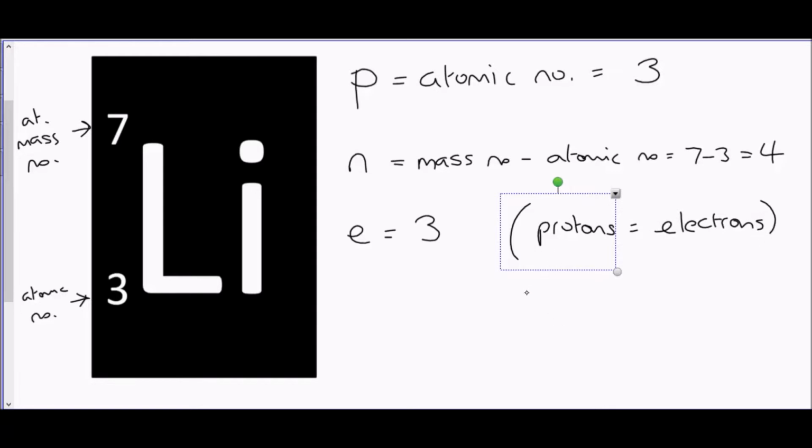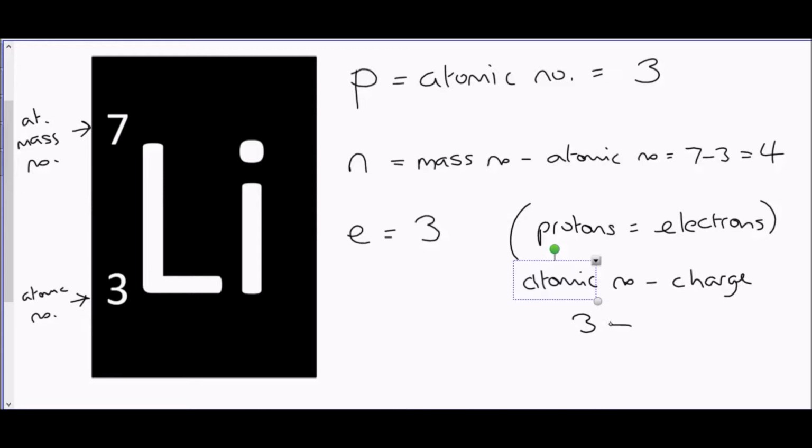Now I said in this video we were going to use the calculation too, because when you come to calculating electrons for ions, the calculation is quite useful. So that was the atomic number take away the charge. In this case the atomic number is 3. Lithium has no charge because we're talking about a neutral atom. So that gives us 3 electrons. Now that might seem quite a long-winded way of arriving at the same number, but you'll see why I'm introducing that calculation in a moment.